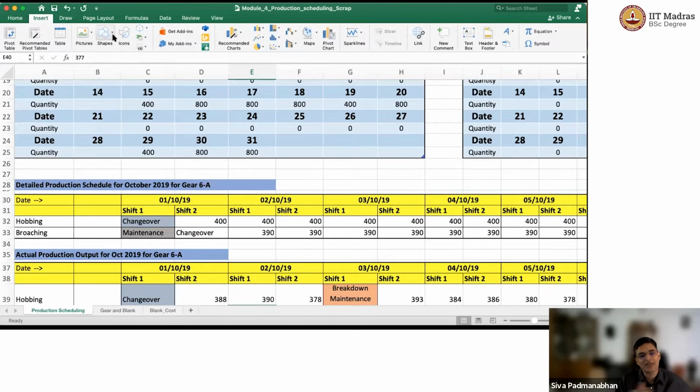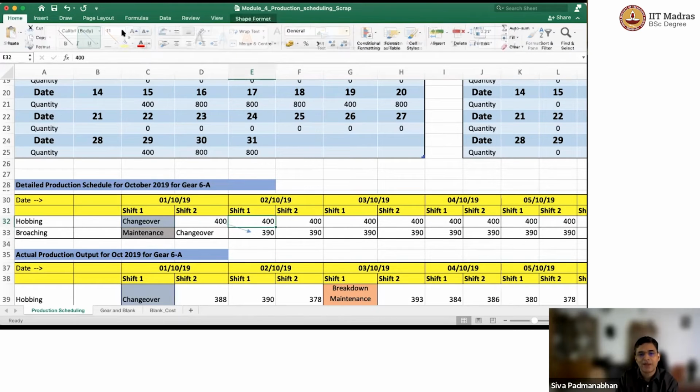And then on the Saturday, you'll see that the broaching also stops. And then, exactly. So that's the point.